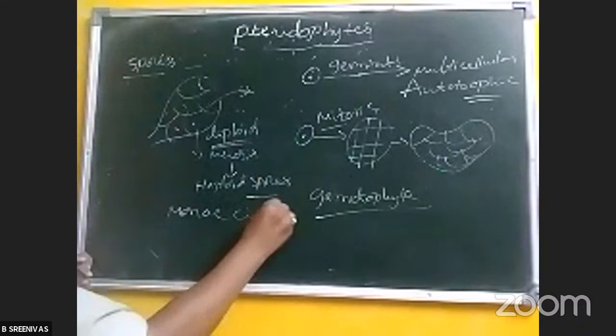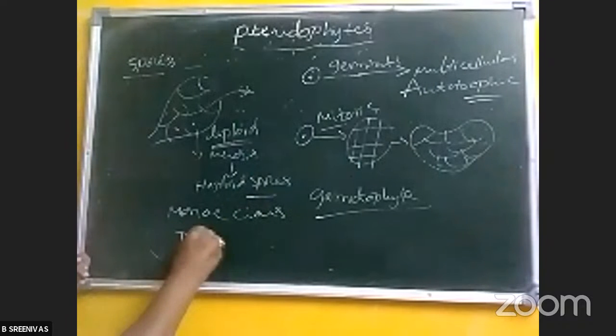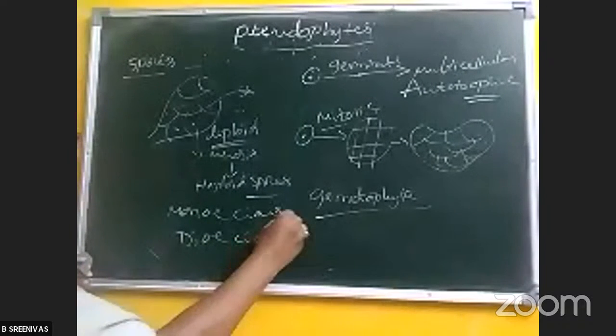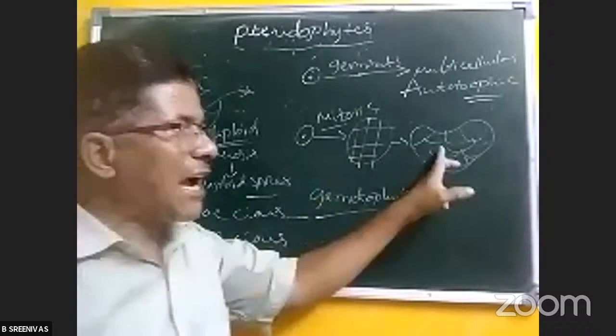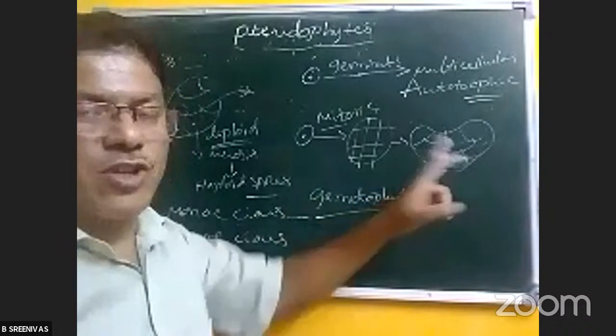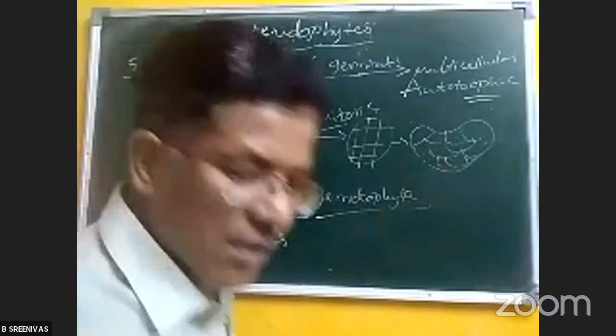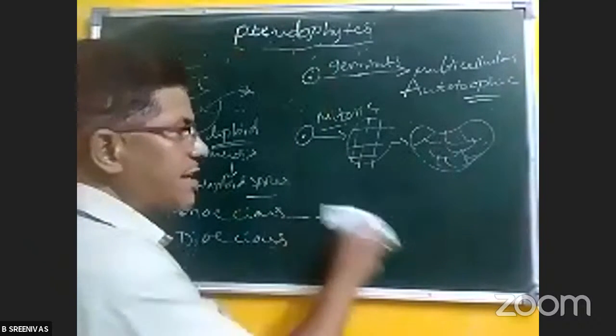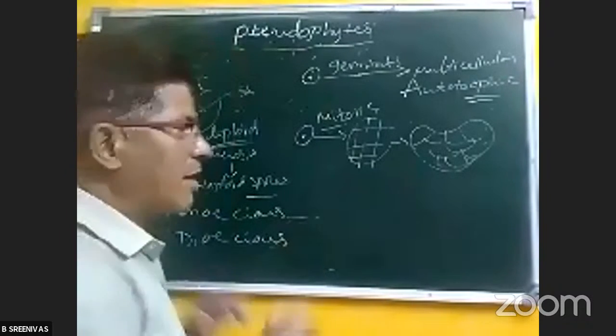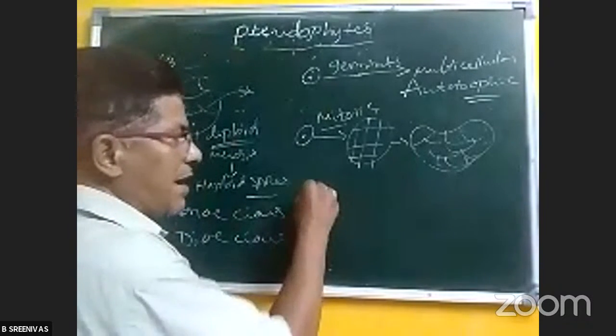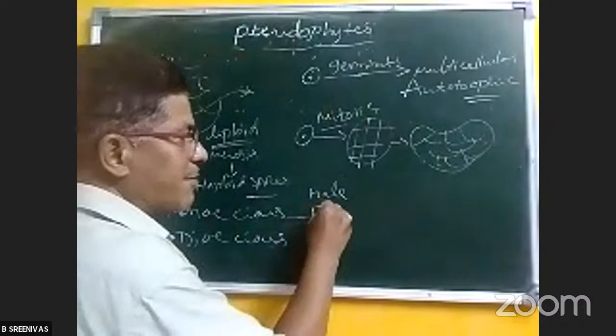Monoecious and dioecious gametophyte. Monoecious means in this gametophyte, two types of sex organs are present. What are the sex organs here? Antheridia and archegonia. So like bryophytes, here also male and female sex organs are present.